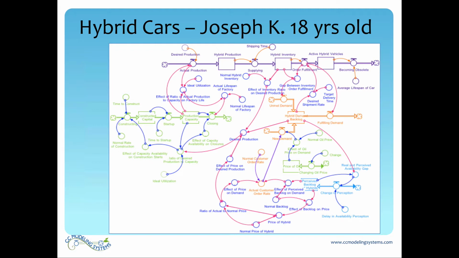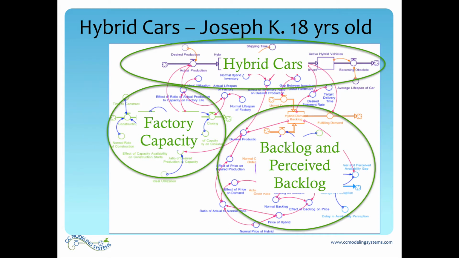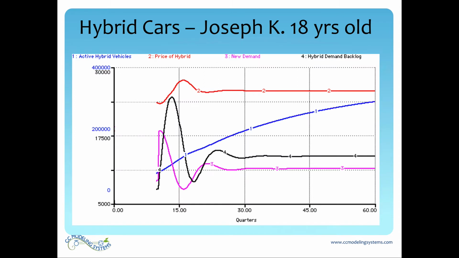Joseph, an 18-year-old secondary school student, created a model to capture the problem that occurred in 2007-2008 when oil prices rose and everyone was trying to buy a hybrid electric car. His model has three main segments: the capacity of the current factories to produce hybrid cars, the supply chain of hybrid cars from factories to hybrid cars sold, and the backlog of orders for hybrid cars that end up affecting the price of cars and the actual cars sold.